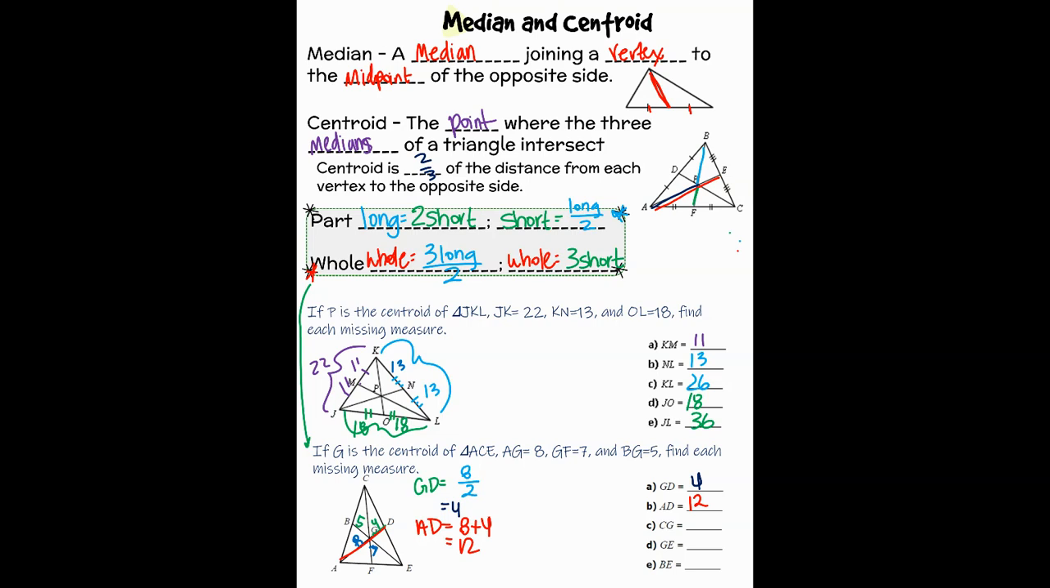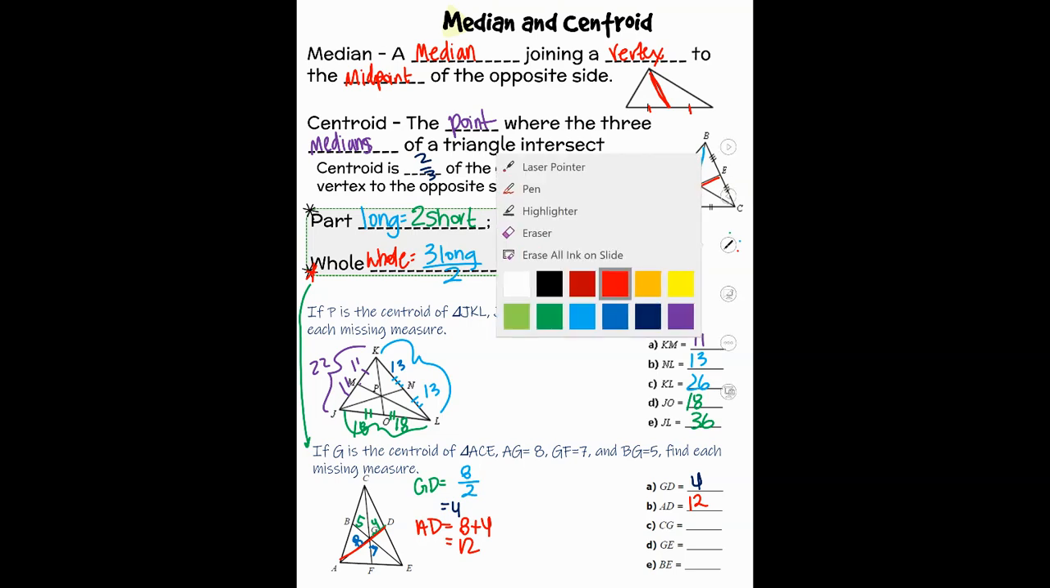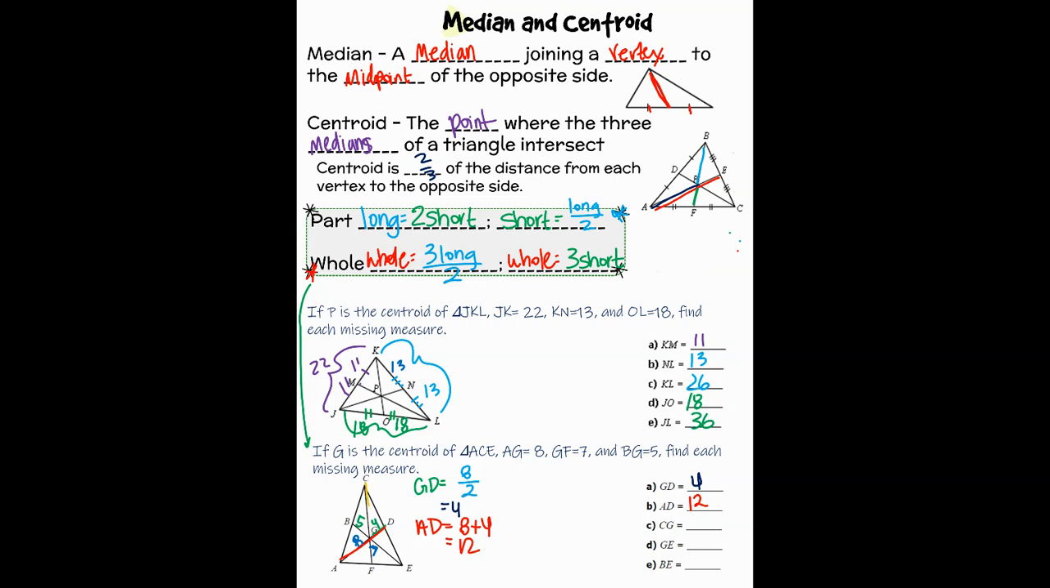CG is this long portion right here. We know that the short one is 7. So we need to find the long of CG. So I'm going to take 2 times that short portion. That's going to be 14.